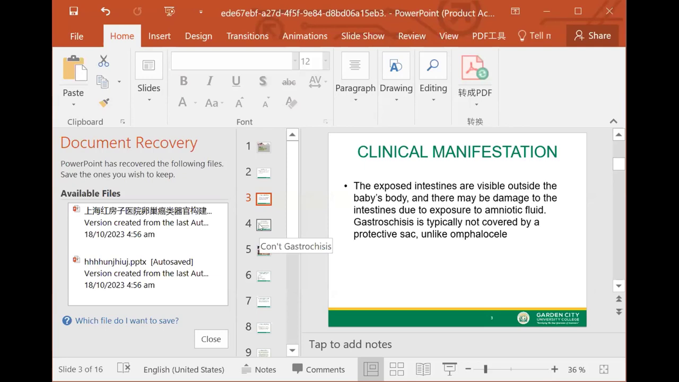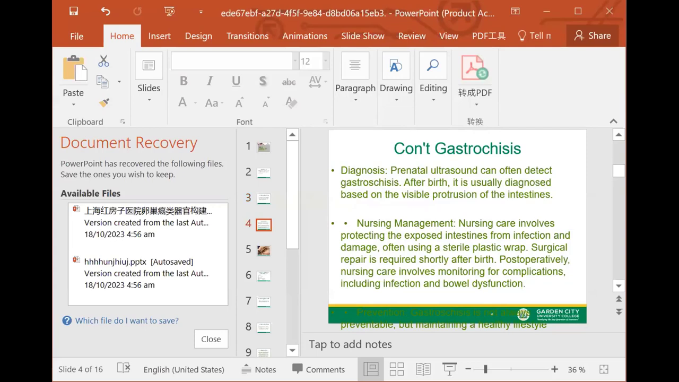Visible outside the baby's body, and there may be damage to the intestines due to exposure to amniotic fluid. Gastroschisis is typically not covered by a protective sac, unlike the omphalocele. Diagnosis: prenatal ultrasound can detect gastroschisis. After birth, it is usually diagnosed based on the visible protrusion of the intestine.